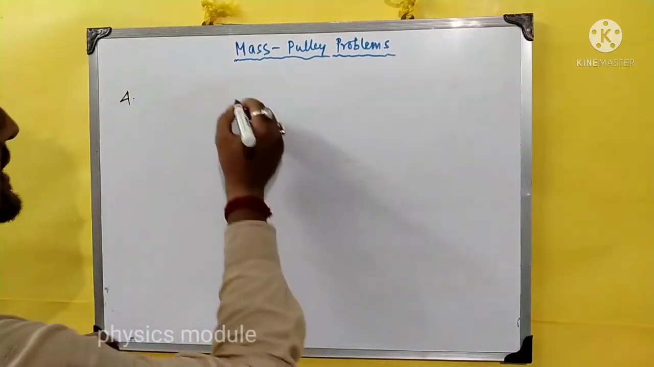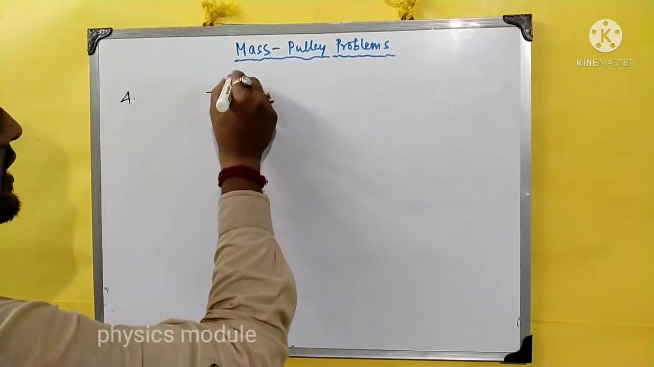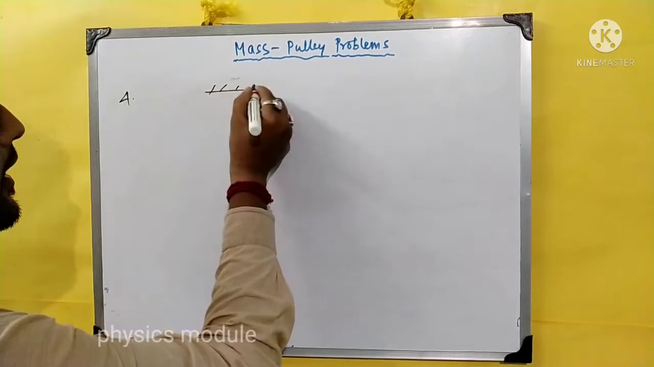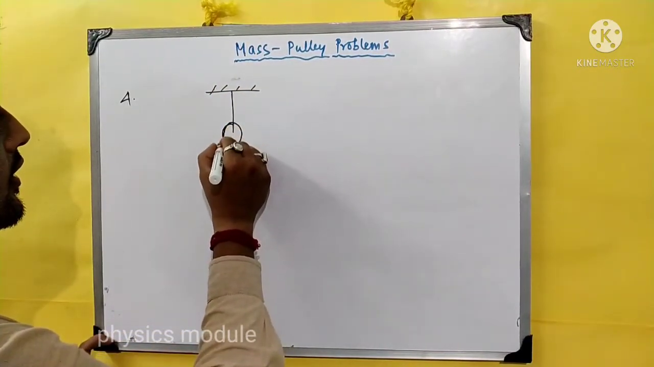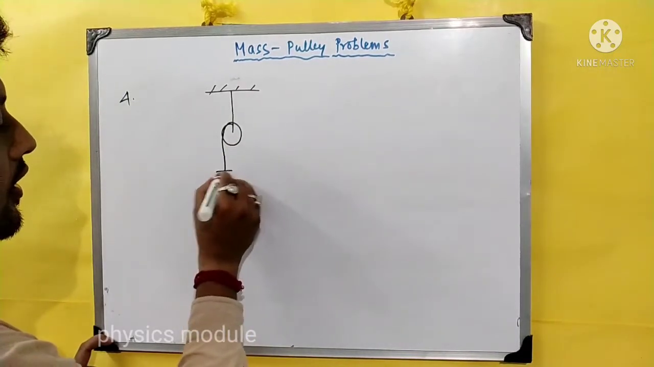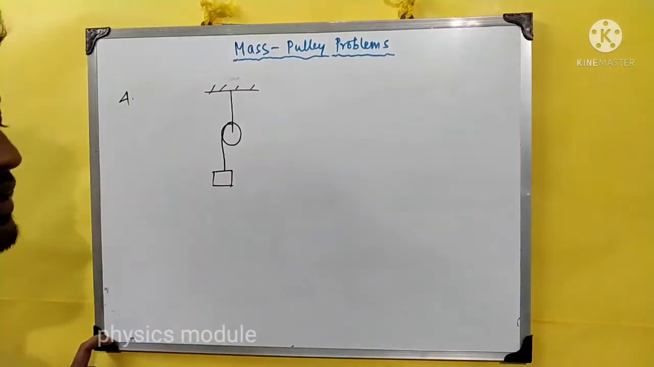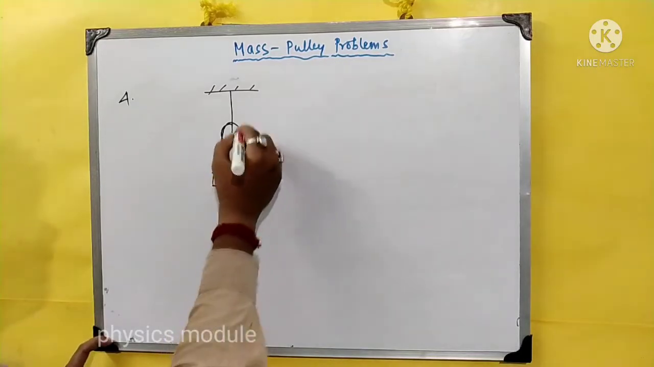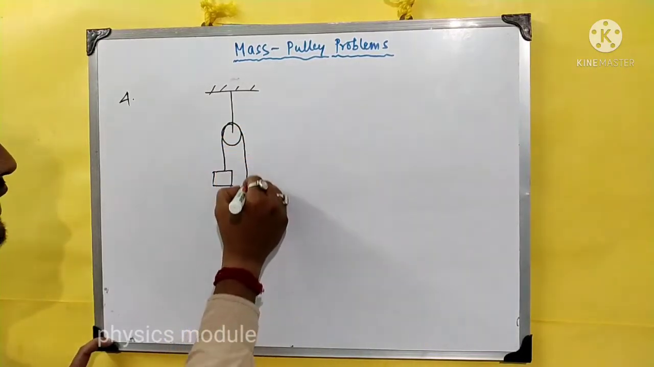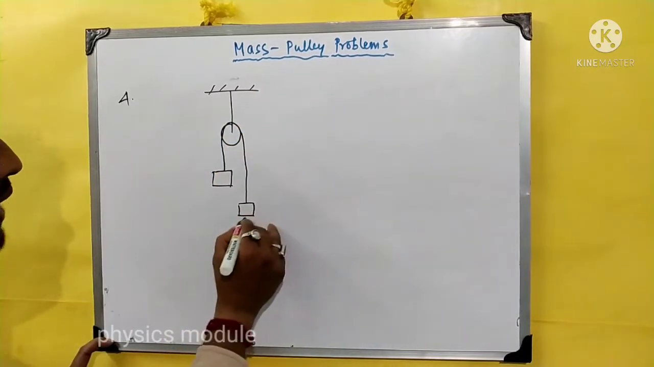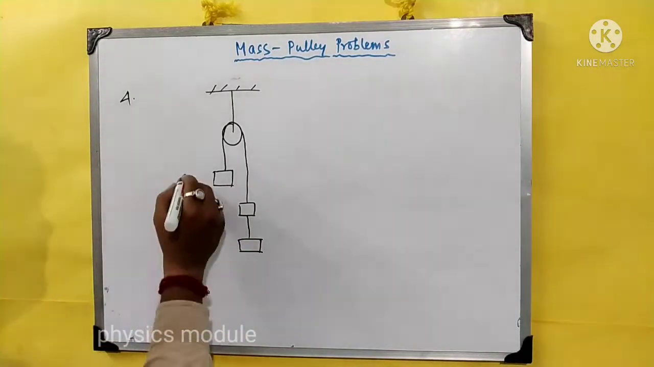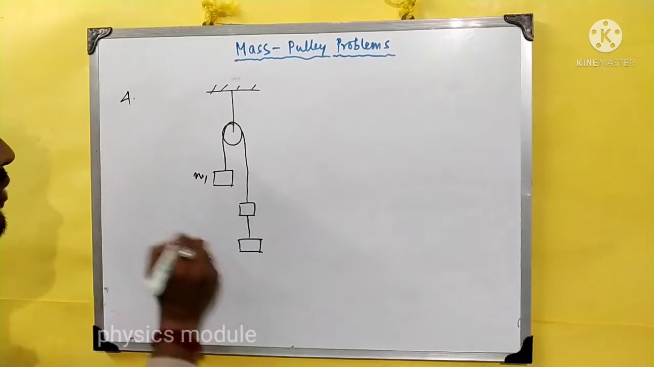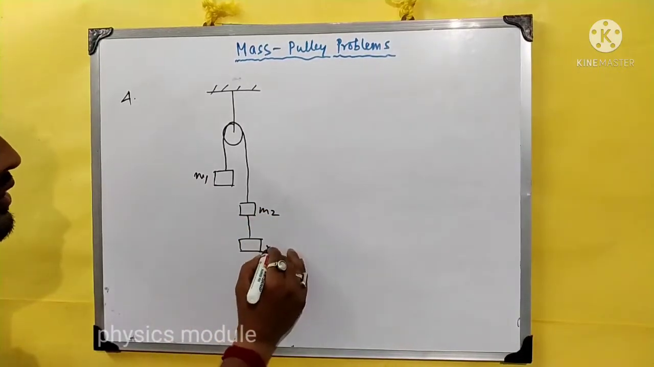which is something like this. This is a fixed support. From this a pulley is hung, a string is attached to it, one mass is over here, but on the other side there are two masses. Okay, there are two masses. Let's take this as m1, this as m2, this as m3.